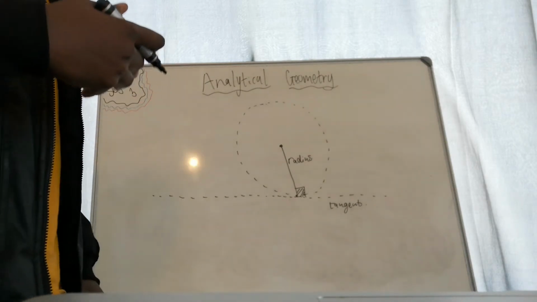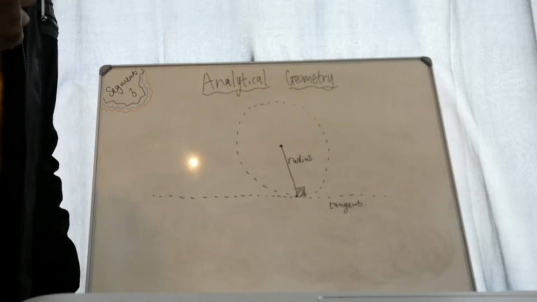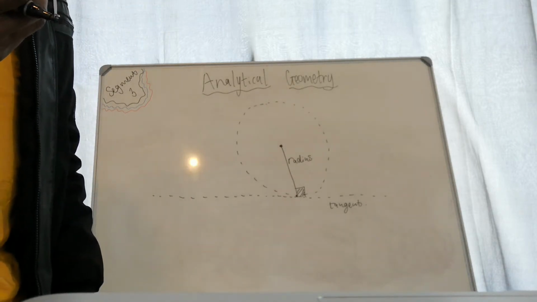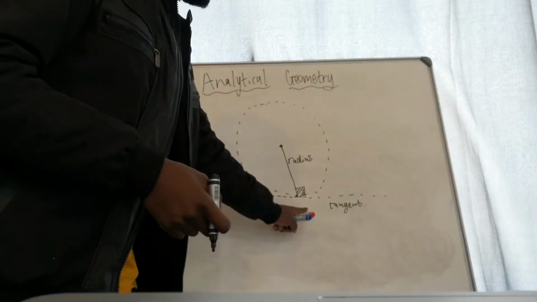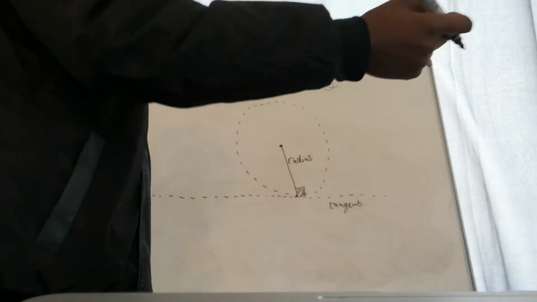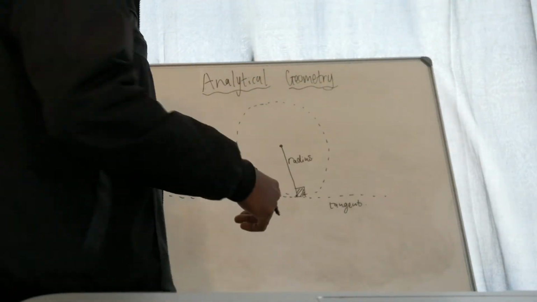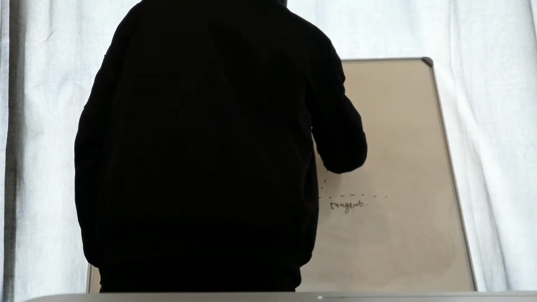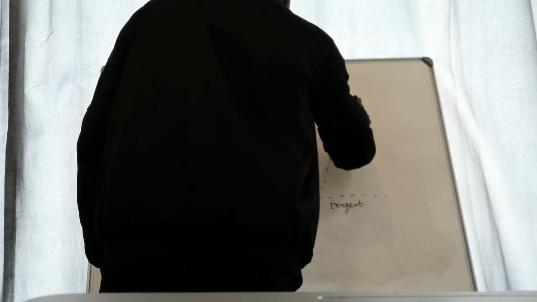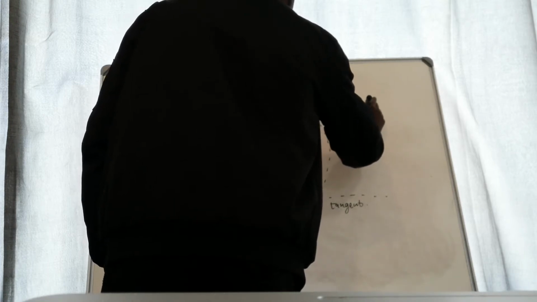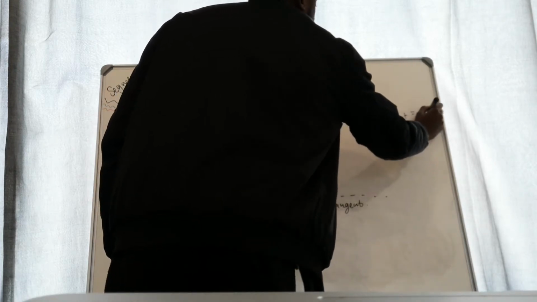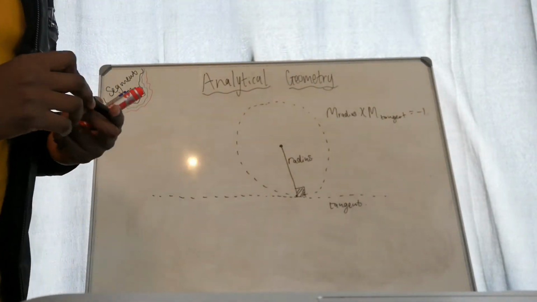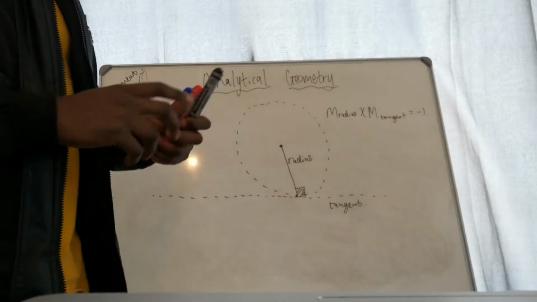And so what do we know about our knowledge of gradients, and gradients particularly that are perpendicular to each other? So we know from our grade 11 analytical geometry that the gradient of the radius multiplied by the gradient of the tangent is equal to -1. And you guys are saying, but sir, how do we know that?